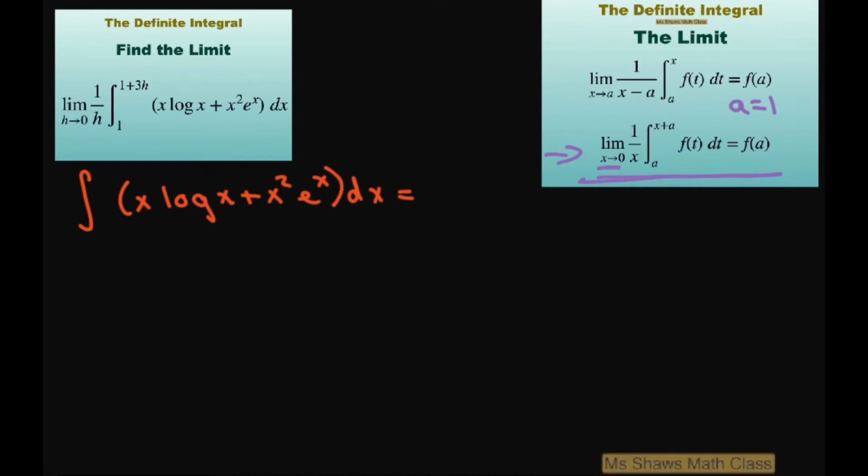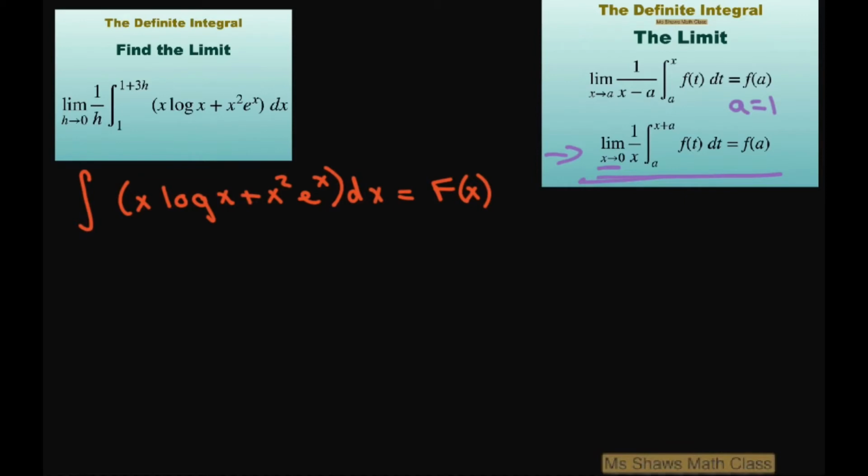We are going to 0, that works, and our a is 1, but our x's here don't match. We have a 3h and an h. So we're going to have to fix that up and rewrite it. One way to do it is we're going to let the indefinite integral of x times log of x plus x squared e to the power of x dx be f of x.